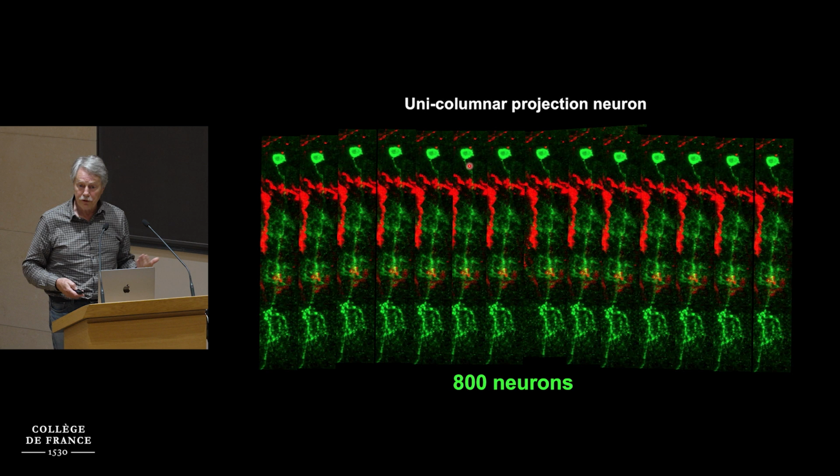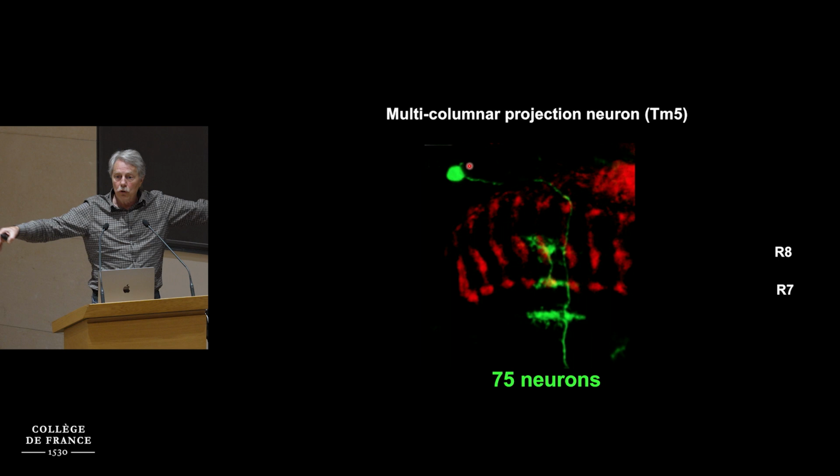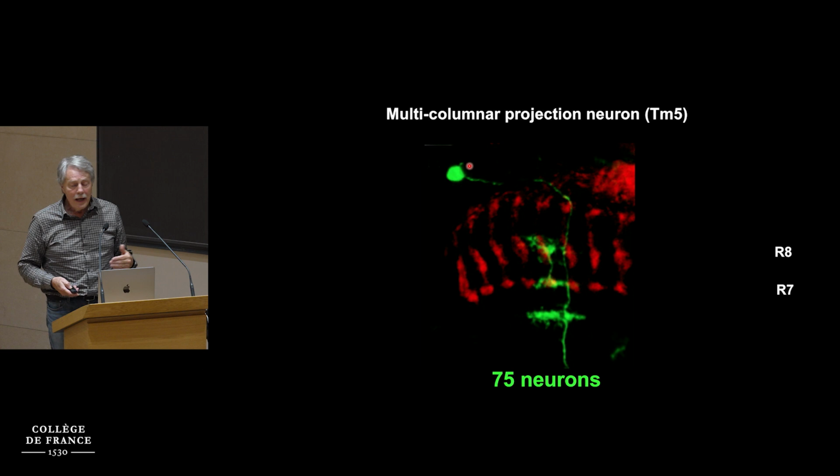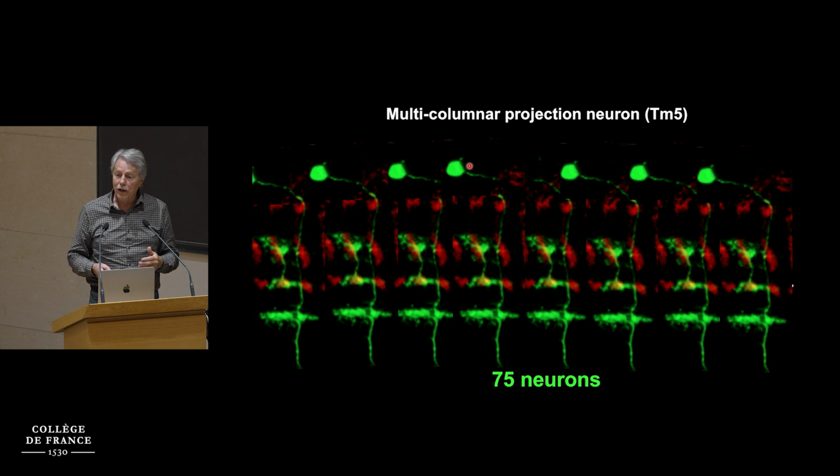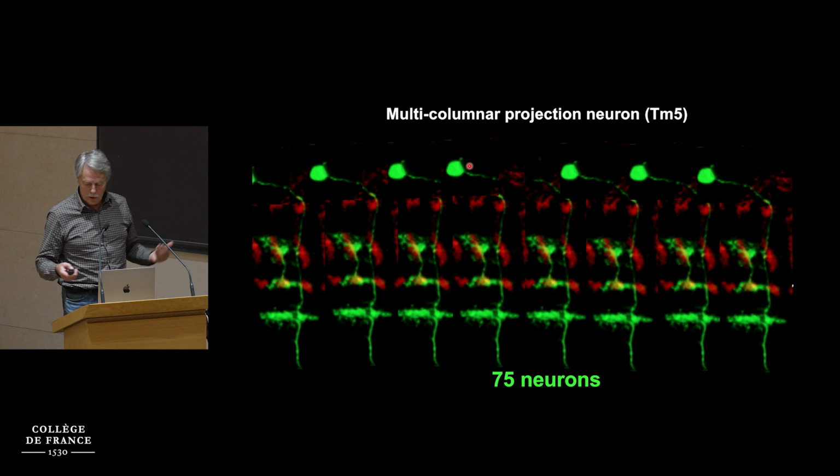Then you have neurons which are much broader, collect information from neighboring pixels, and process that information. There are going to be many fewer. In this case you have 75 neurons belonging to that type, but for some other processing neurons there are five of them in the whole brain, and some you have 800 in the whole brain. So a lot of different stoichiometry. The unicolumnar neurons are produced at one-to-one stoichiometry with the number of columns, and the multicolumnar neurons are produced at much lower stoichiometry, which differs from one neuron to the other.